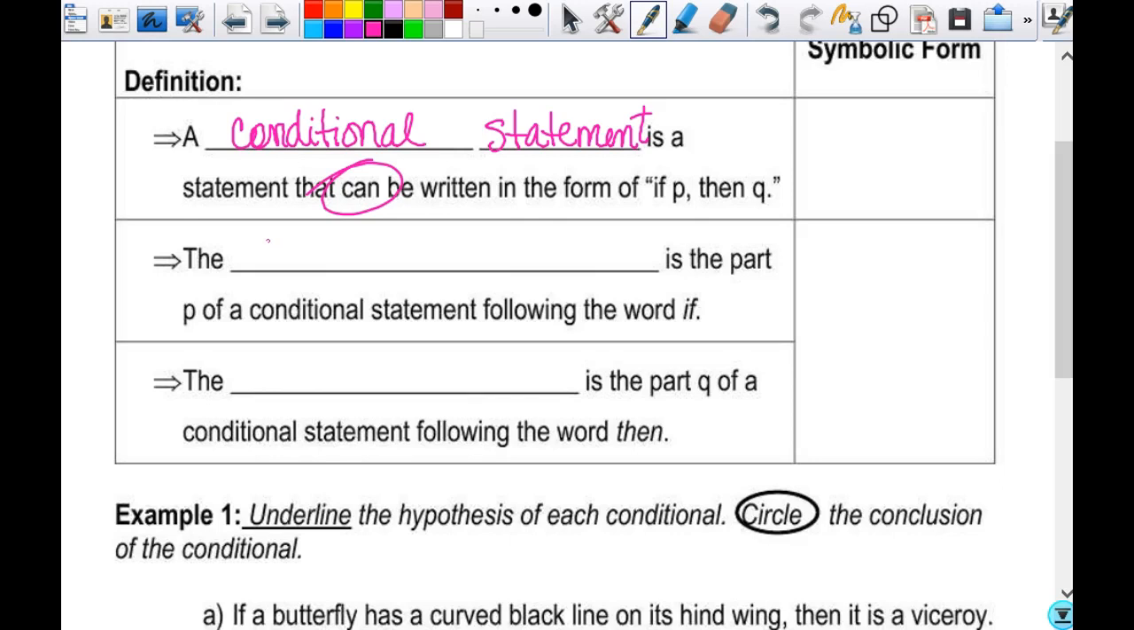But the symbolic form, we've looked at this already. It looks like this, and the way you read that, let me make that arrow better. The way you read that is right here. If P then Q. You can take entire courses on symbolic logic, which all stuff looks like that.